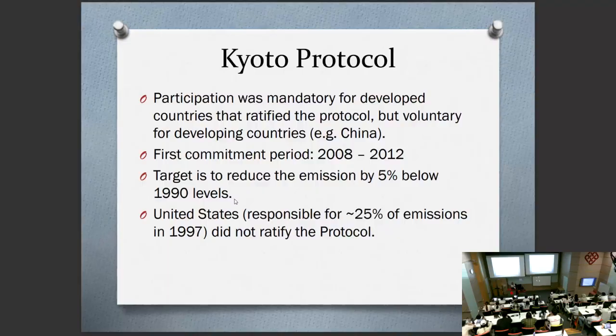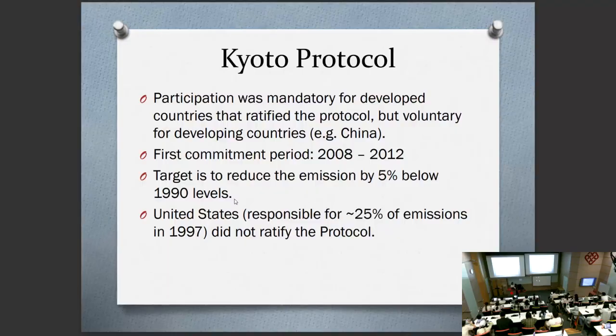On average, it is 5%. Okay, so within those countries, around 36 countries participate in the Kyoto Protocol, and they are developed countries. They have different reduction targets, and the average is 5% below the 1990 levels. The United States is a developed country, but they did not ratify the protocol.